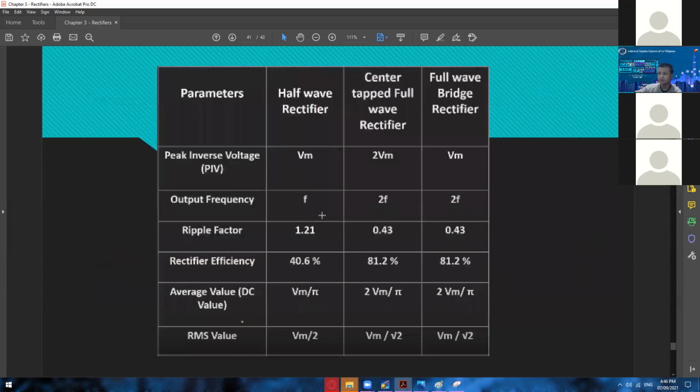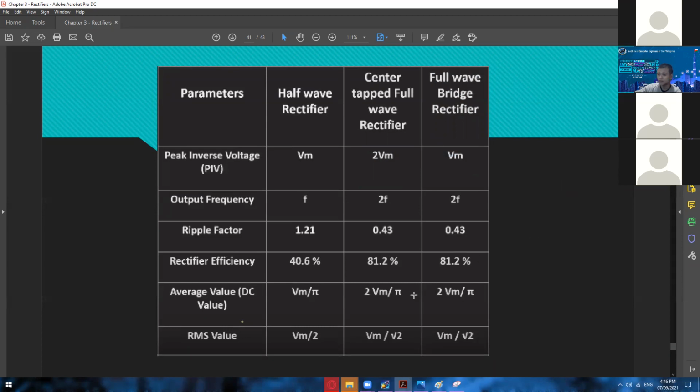And then here are the formulas, just in case we need to summarize everything. When it comes to peak inverse voltage, we only have this formula for the half wave. So whatever is the value of your Vm, that's already your peak inverse voltage. But for the center tap, just double that one. Your peak voltage is twice of Vm. And then for the full bridge rectifier, it's still Vm.